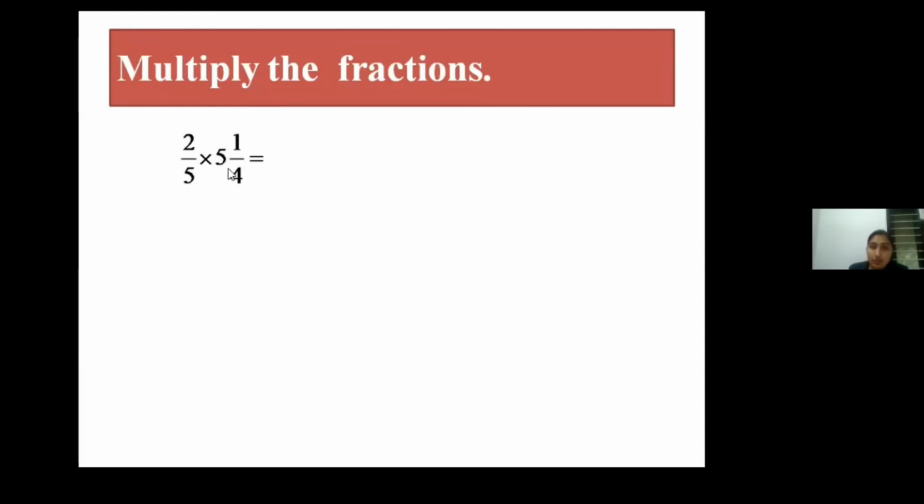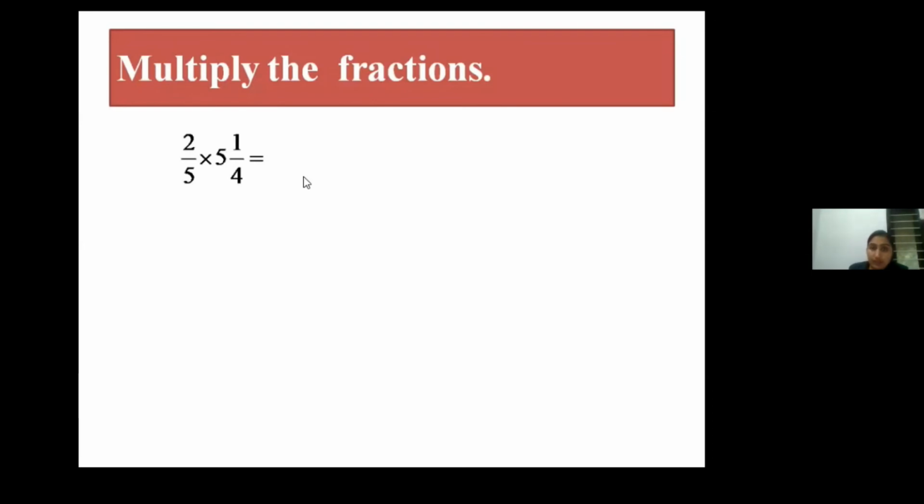Here is a combination of whole number and a proper fraction. So here 5 is the whole number and 1 by 4 is the proper fraction. In 1 by 4, 1 is the numerator and 4 is the denominator. So it is a combination of whole number and a proper fraction. First we have to convert the mixed fraction into improper fraction. For that we have one formula, that is whole number into denominator plus numerator by denominator.